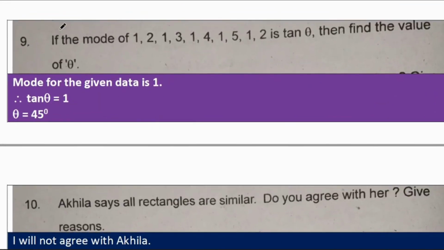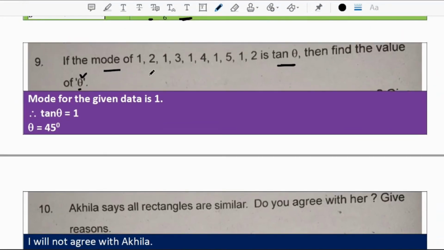Ninth question. If the mode of 1, 2, 1, 3, 1, 4, 1, 5, 1, 2 is tan theta, then find the value of theta. So we have to find the angle. Theta means here angle. So we all know that mode is the most repeated observation. Here 1 is repeated many times. So mode will be 1, which is also given as tan theta. So tan theta should be equated as 1 because the mode of this observation is given as 1. So tan theta is 1. Obviously theta is 45 degrees.